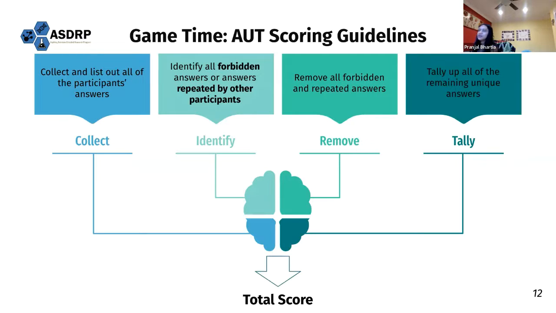So for example, if I said, oh, it can be used to water plants, and someone else also said that, for both of us, those answers will be crossed out because we only want to look at unique answers that no one else came up with. Then your raw score will be the number of unique answers that remain after everything else is crossed out.